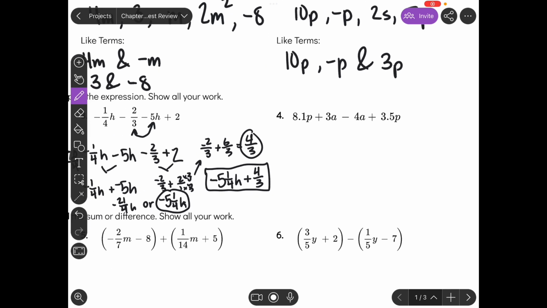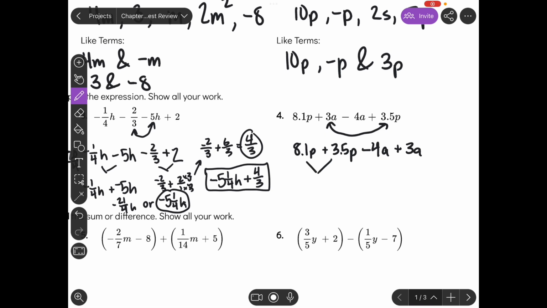For number 4, I've got the same thing going on. I'm going to flip these two with the commutative property so that my like terms are right next to each other. 8.1p plus 3.5p. And then we've got negative or minus 4a plus 3a.